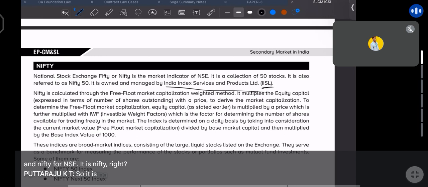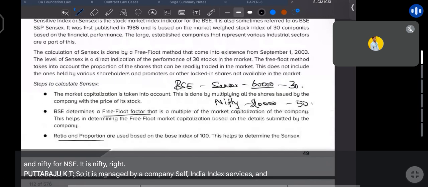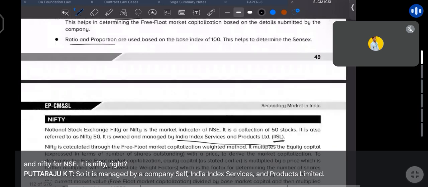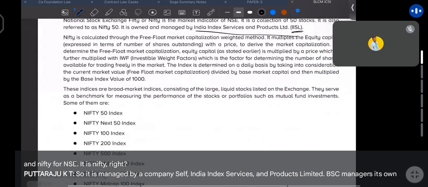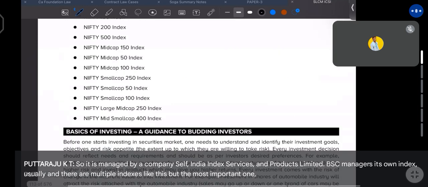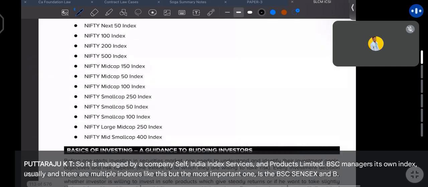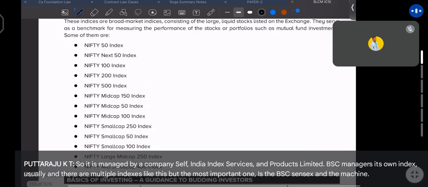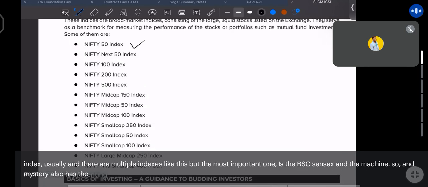It is managed by a company called India Index Services and Products Limited. BSE manages its own index usually. There are multiple indexes like this, but the most important ones are the BSE Sensex and the NSE Nifty. Nifty also has the Nifty 50 and the Nifty Next 50, which are companies expected to be giving good returns in the future.